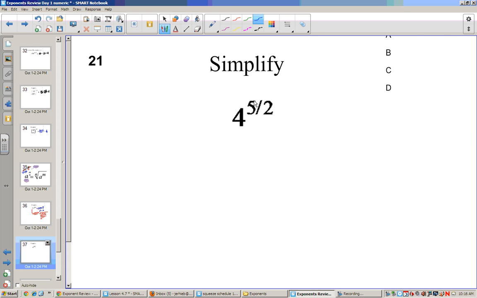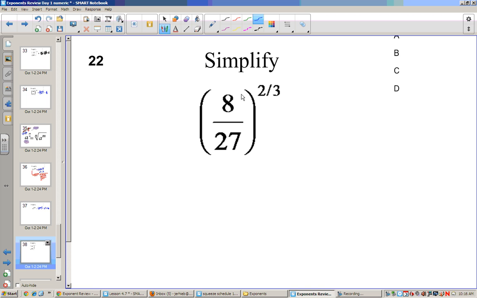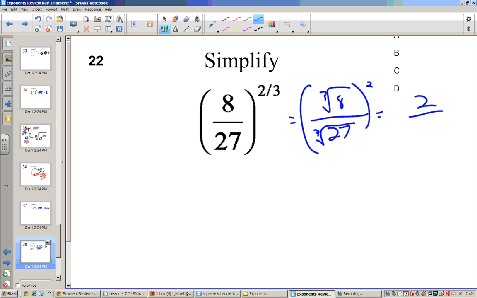4 to the 5 halves, I would take the square root of 4, then put that to the fifth power. 2 to the fifth power is 32. 8 27ths to the 2 thirds power, I would cube root first, because both of those look like perfect cubes. So that's going to be 2 thirds.